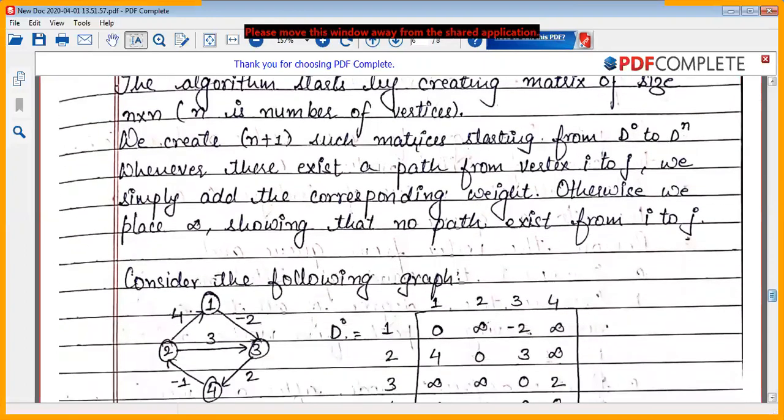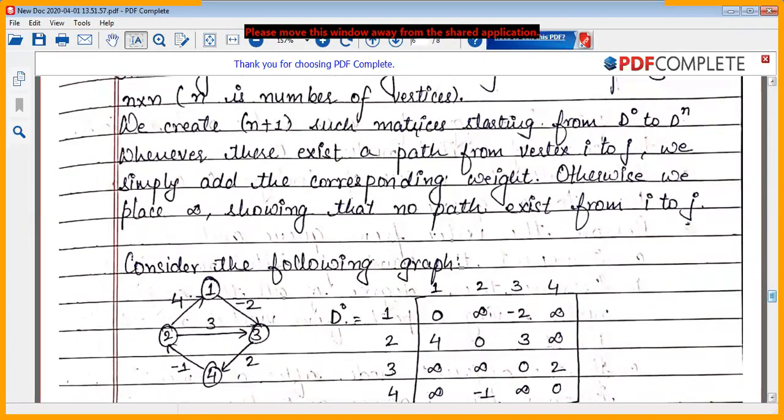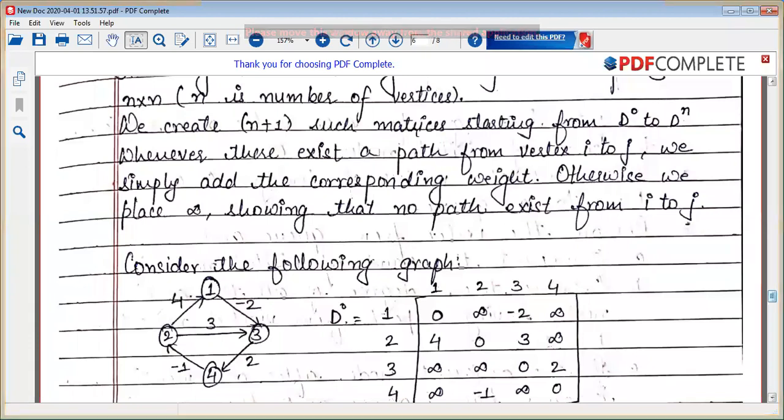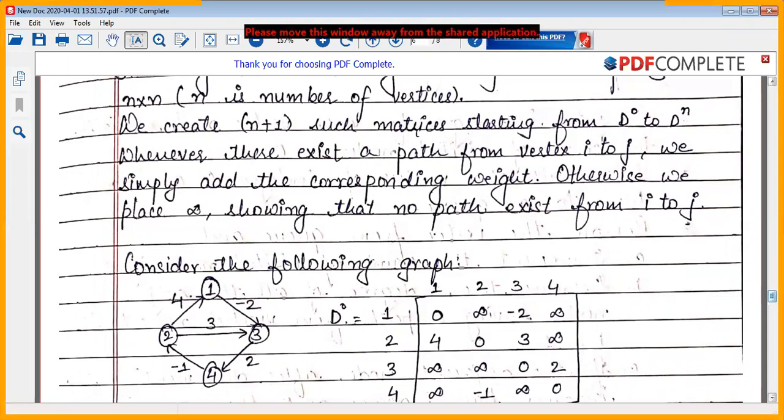So let's consider this graph. You can see that this is a directed graph. This can work for both directed and undirected, but make sure that it has to be a weighted graph. Even Dijkstra algorithm can work for directed or undirected graph, but the difference is it cannot work for negative weights. Here you can see that we have certain negative weight edges. From 1 to 3, the path has weight -2, and from 4 to 2, we have weight -1.